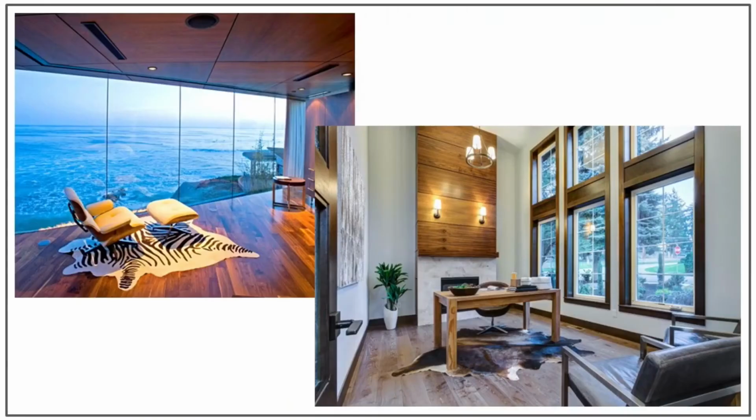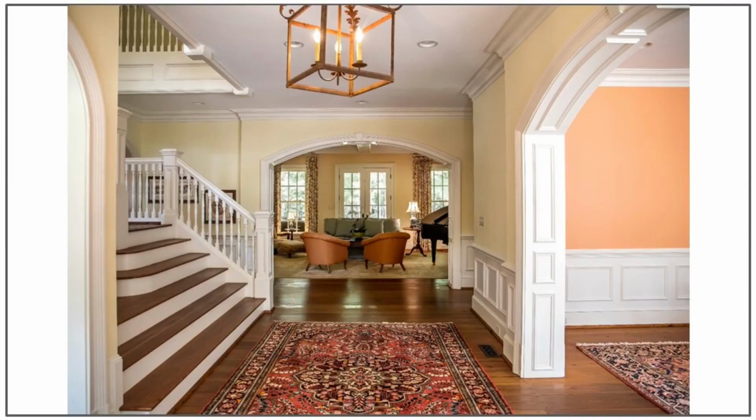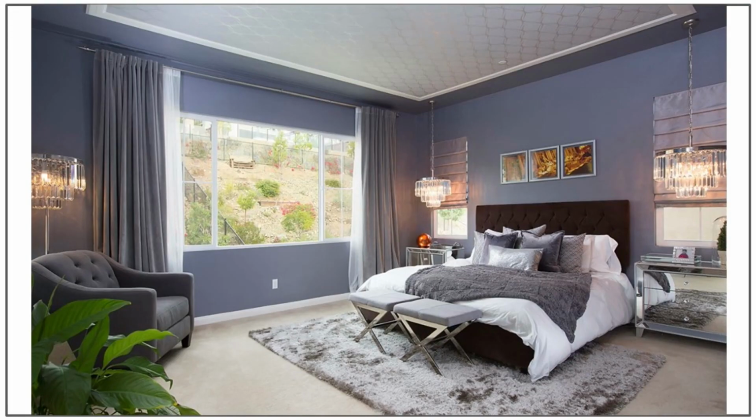Real and faux cowhide rugs are incredibly popular right now, and they look great with obviously Western, but also many others, including industrial, contemporary, transitional, urban modern, bohemian, and farmhouse styles. For high traffic areas such as an entryway, choose a low pile or flat weave rug, mainly so that your front door doesn't get stuck on the rug. Finally, it's generally best to keep high pile or shag rugs to less frequently used places like your bedroom.